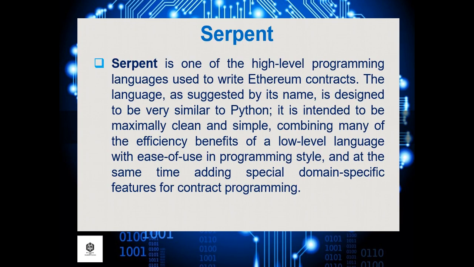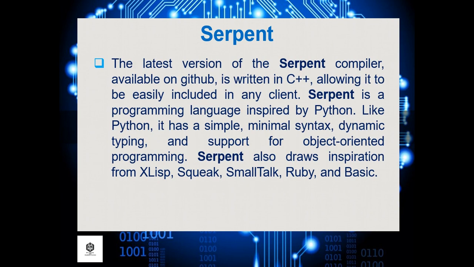Serpent. Serpent is one of the high-level programming languages used to write Ethereum contracts. The language, as suggested by its name, is designed to be very similar to Python. It is intended to be maximally clean and simple, combining many of the efficiency benefits of a low-level language with ease of use in programming style, and at the same time adding special domain-specific features for contract programming. The latest version of the Serpent compiler available on GitHub is written in C++, allowing it to be easily included in any client.